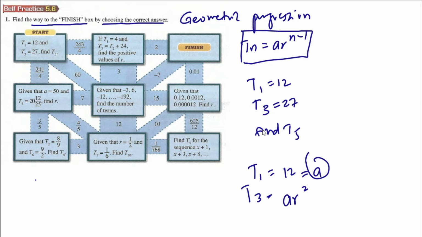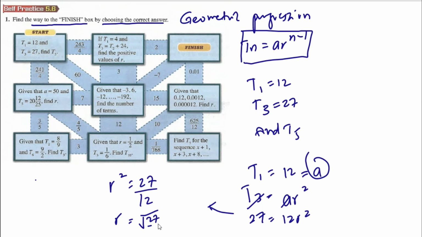So, we have T3 is equal to 27. And A we have already equal to 12. This is 12R square. Sorry, so bring here. R square is equal to 27 over 12. So, R is equal to root of 27 over 12. Okay, this is R. So, now it wanted to find T5.